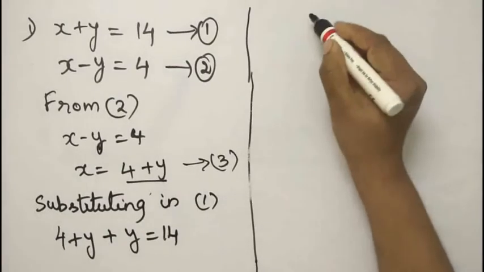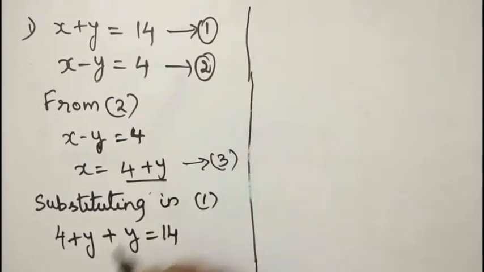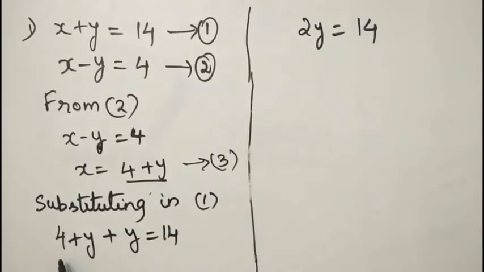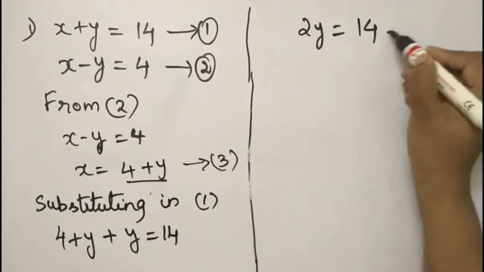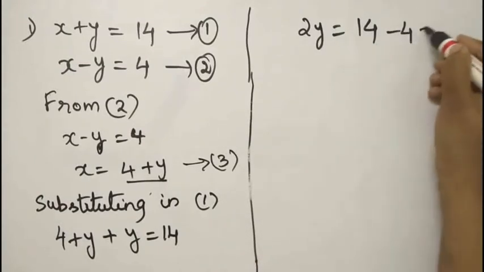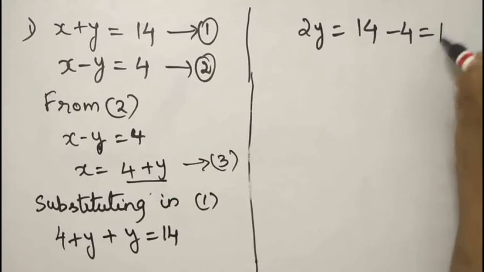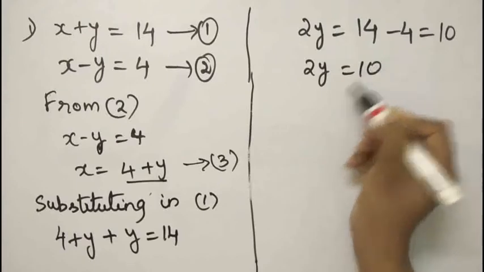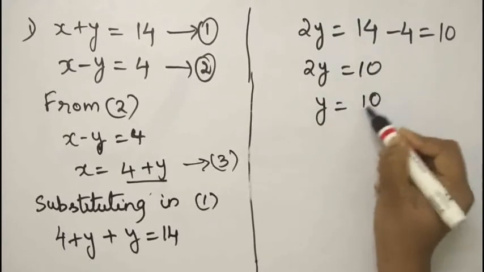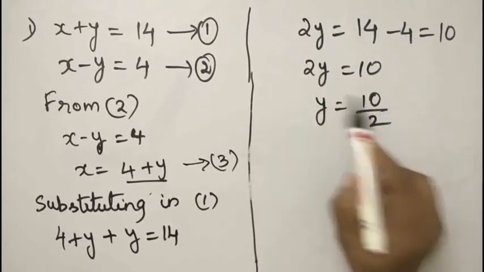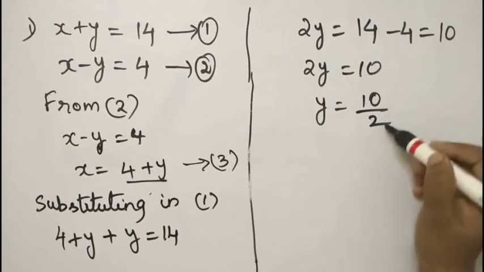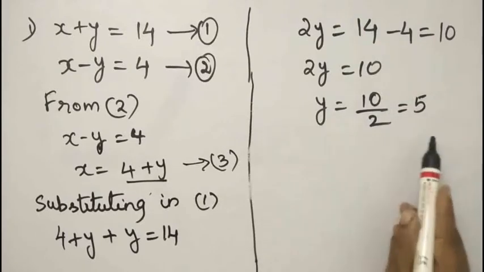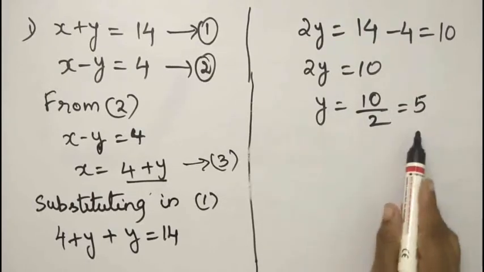So this becomes y plus y is 2y. Here it is 14. I will bring this plus 4 to the RHS. This becomes minus 4. This is equal to 10. So I got 2y equal to 10. Now y equal to 10 by 2. This 2 on taking to the right hand side becomes 10 by 2, multiplication becomes division. This is equal to 5. So I got y equal to 5. You got the value of y.